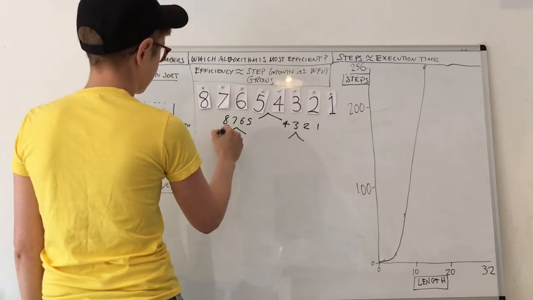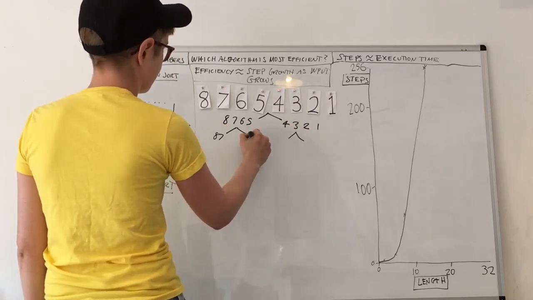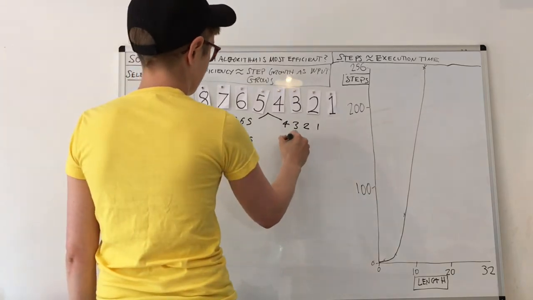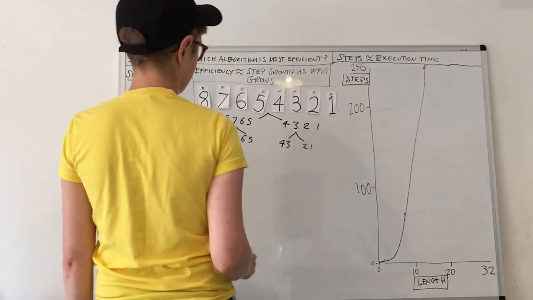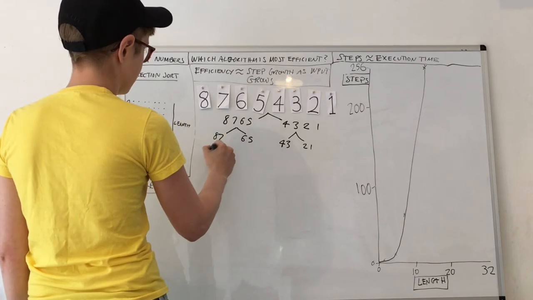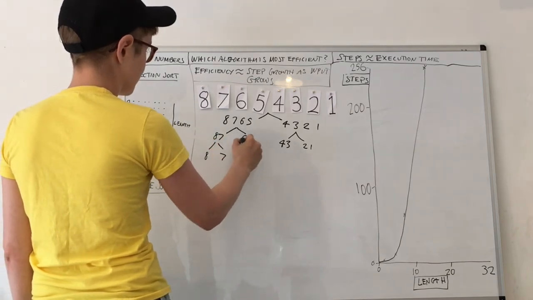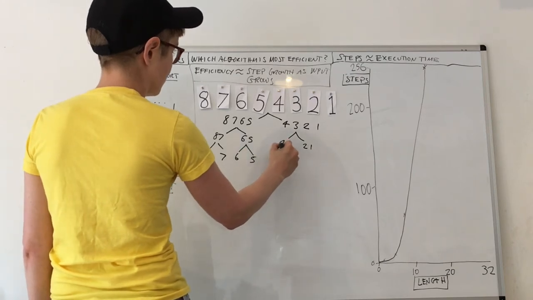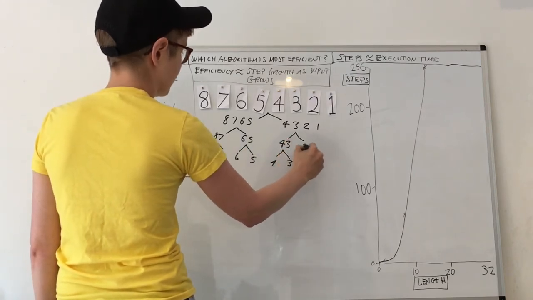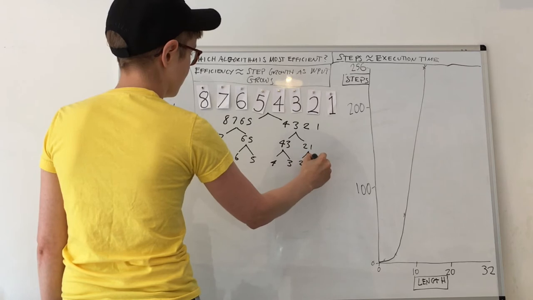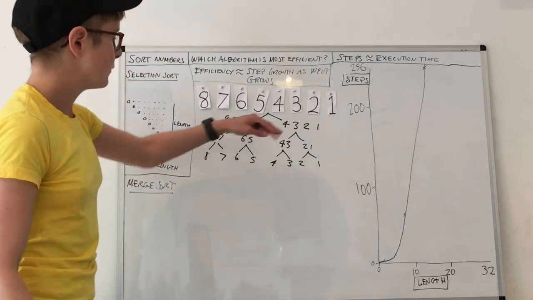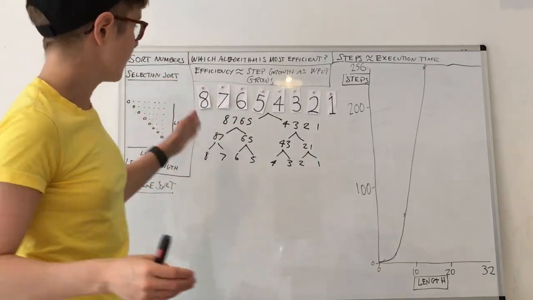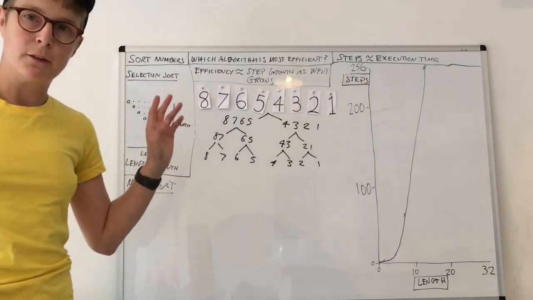So I end up with 8 and 7 in their own list, 6 and 5 in their own list, 4 and 3 in their own list, and 2 and 1 in their own list. Then one more layer: 8 goes on its own and 7 on its own, then 6 and 5 each on their own, 4 on its own, 3 on its own, 2 on its own, and 1 on its own. So I've done the dividing; the goal is every number on its own in its own list.